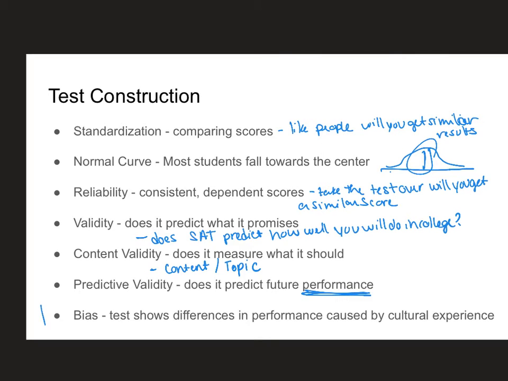The major concern with these is the bias. And this is where the test shows differences in performance caused by cultural experiences. And you're actually going to read an article about that for your assignment for 5.7 on exactly cultural bias.